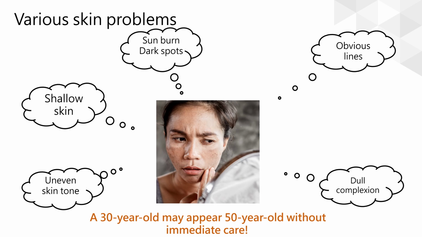So our glutathione essence is specifically used for those with suntan or dark spots, those who have shallow skin, those having uneven skin tone, those who have fine lines on their face and having dull complexion. Because without an immediate care, a 30-year-old may be able to look like a 50-year-old. But by using our product, we can reduce these various skin problems.